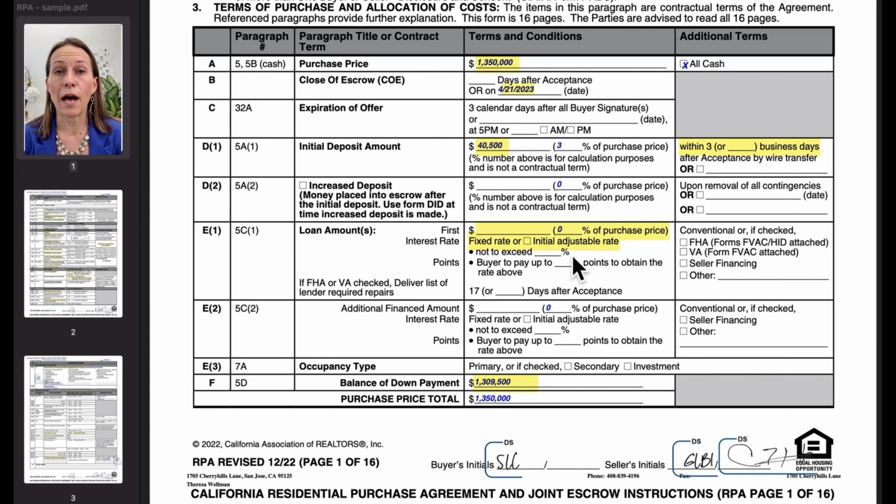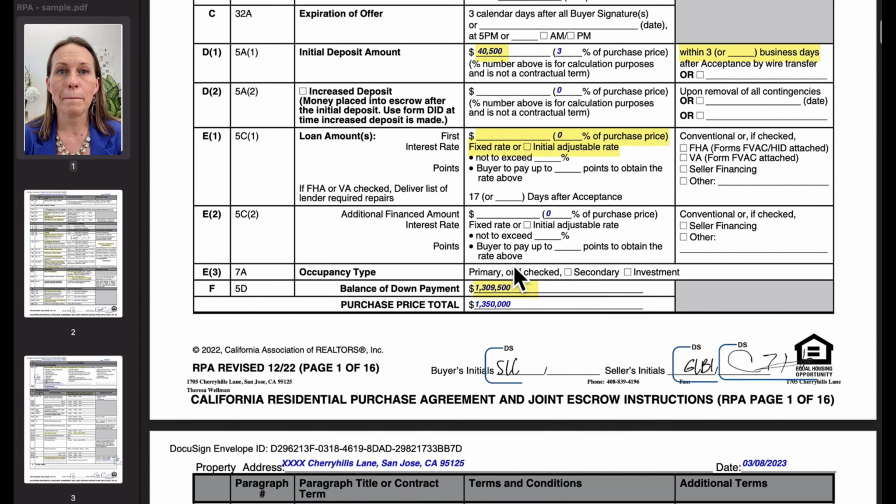Then this will detail out your loan amount, including the interest rate, whether it's fixed, whether it's FHA or VA or any other critical details. And then the remainder of the down payment. So if you're putting 20% down on a property, you put an initial 3% deposit down, the balance of the 17% plus your closing costs would be due at the end. This does not account closing costs in here. It's just talking about the actual purchase price and the down payment amount and how that splits.